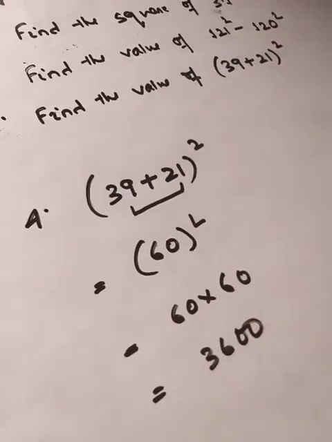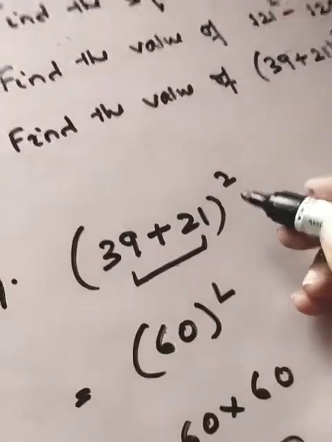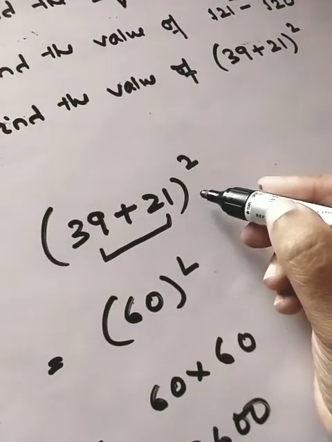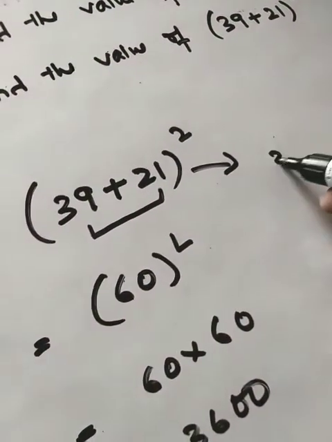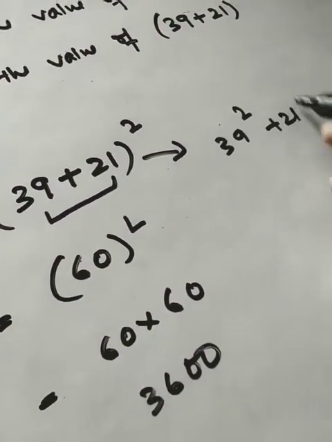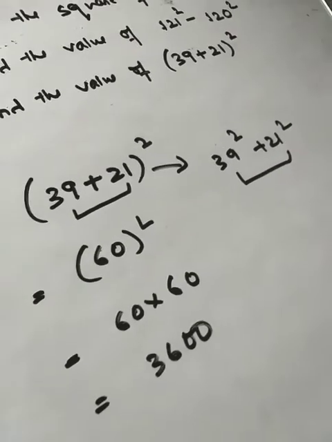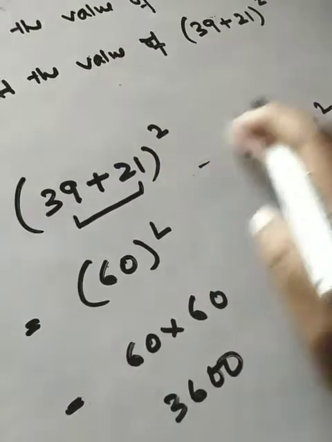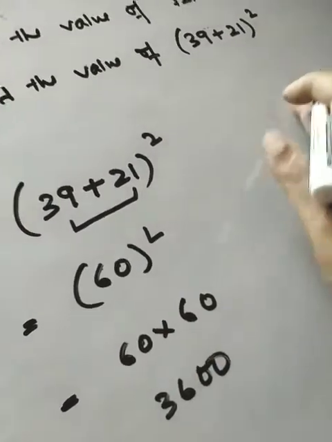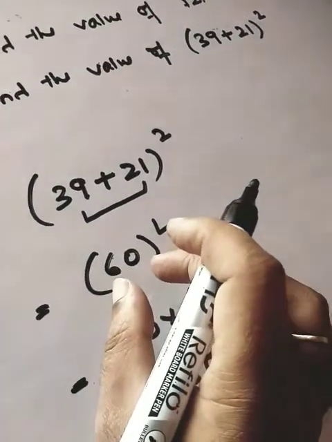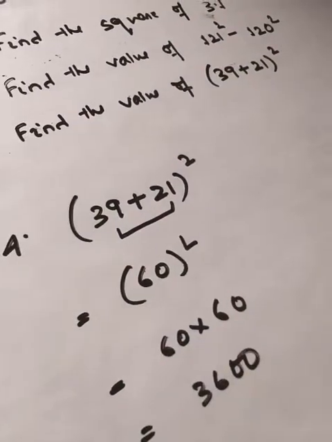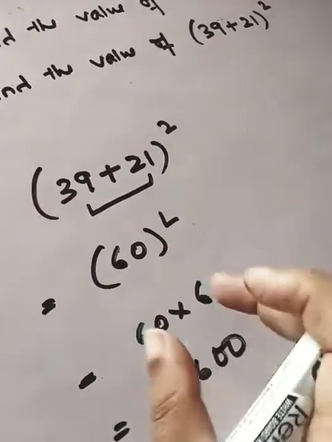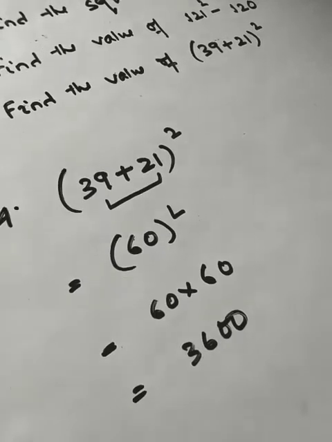So simple. But normally, students do 39 square plus 21 square. Most of the students make this mistake, so do not do this. First you add up the numbers, and then whatever number you have received, you take the square of that particular number. You will get the answer.